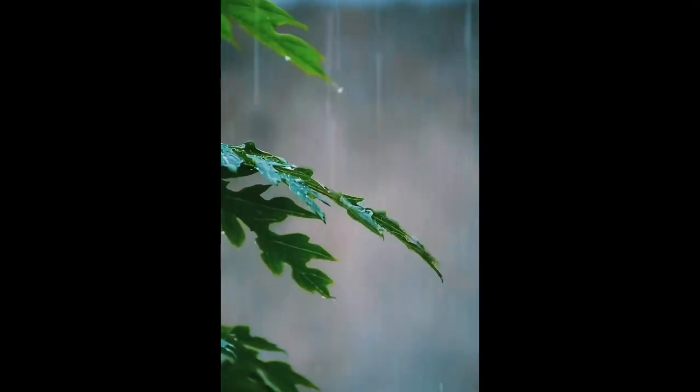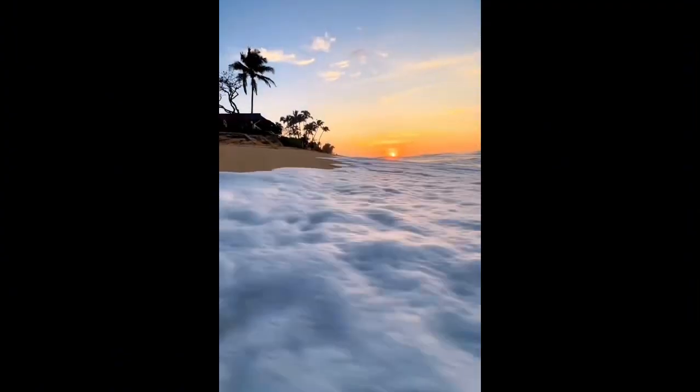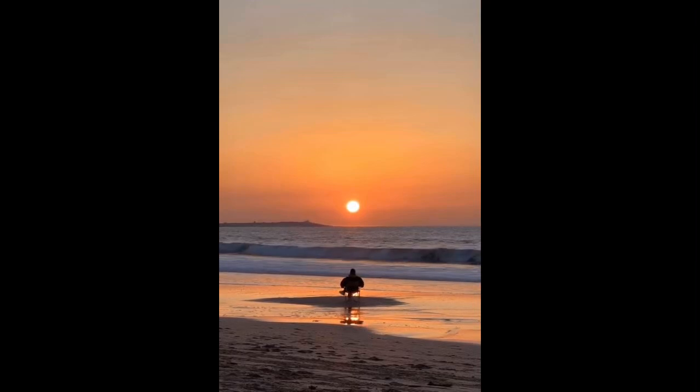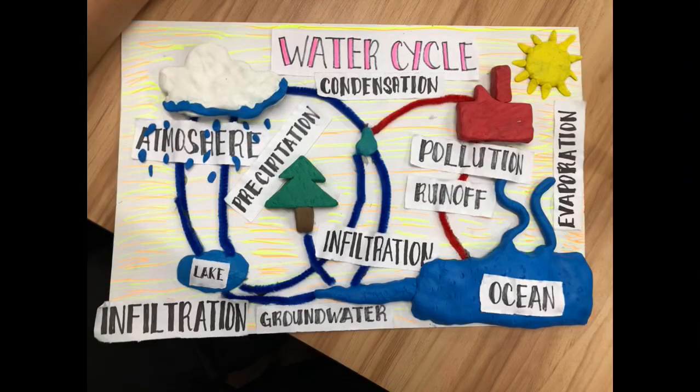We are Group 1 and today we will be presenting our 3D model of the water cycle. The water cycle, also called the hydrologic cycle, is a continuous process by which water moves through the environment. This model shows how water travels between the atmosphere, land, and bodies of water like lakes and oceans. It also shows how pollution can enter and affect the water cycle.